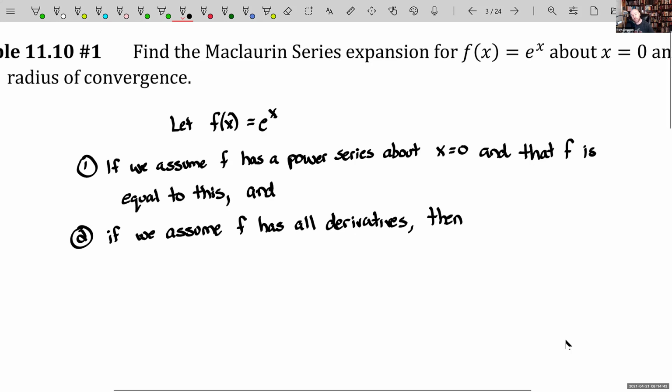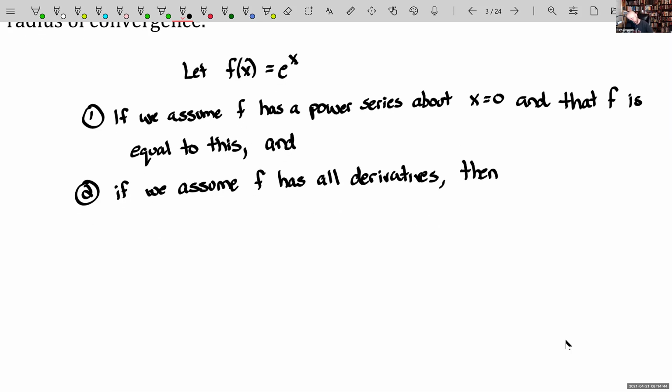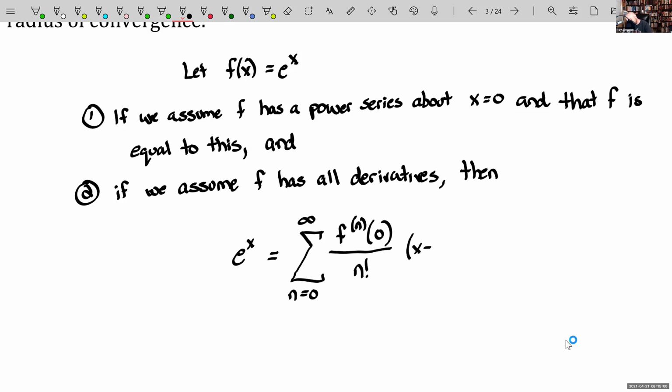So if those two conditions are met, then e to the x, which is f, is going to equal the summation n equals zero to infinity of the nth derivative of f evaluated at zero over n factorial times x minus zero to the nth. Notice I replaced a's with zeros.